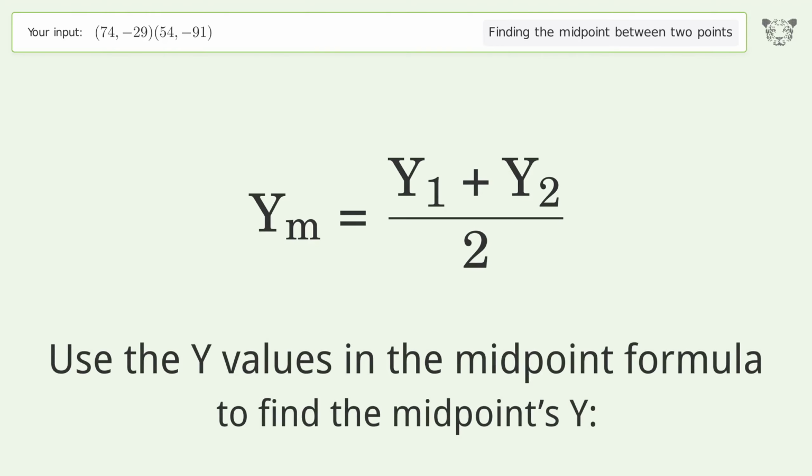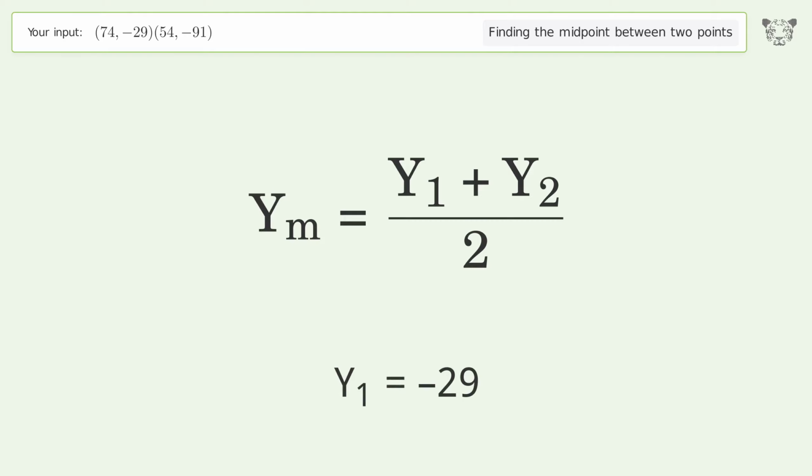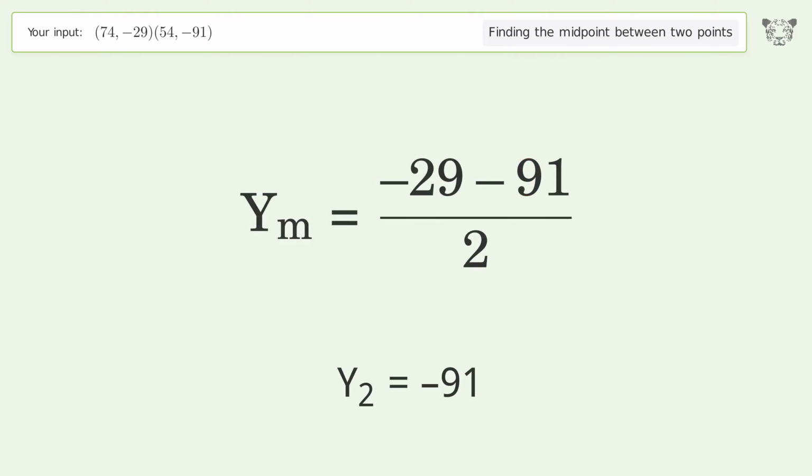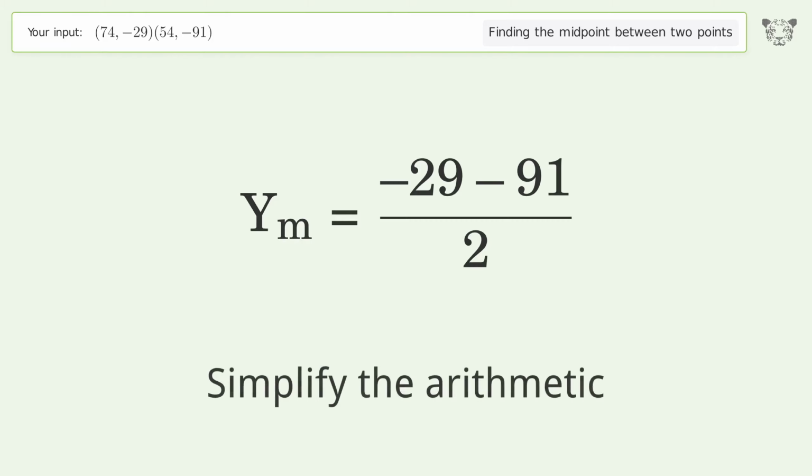Use the y values in the midpoint formula to find the midpoint's y. y1 equals negative 29. y2 equals negative 91. Simplify the arithmetic.